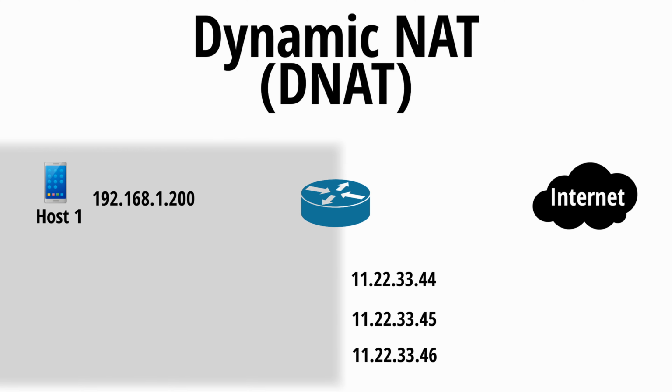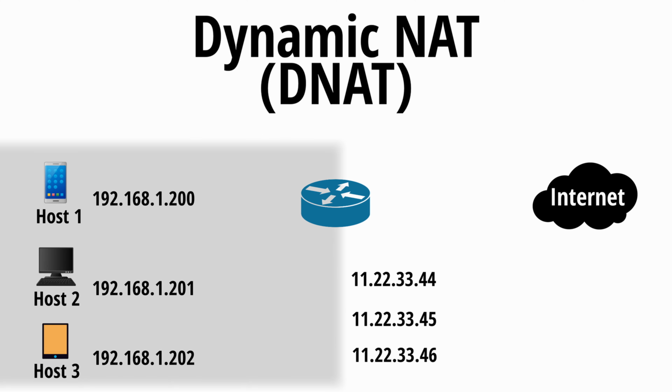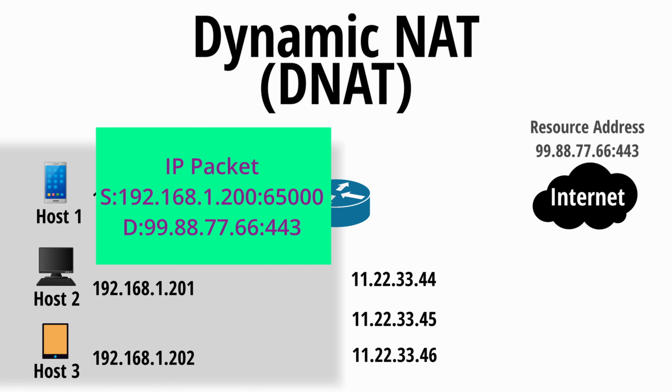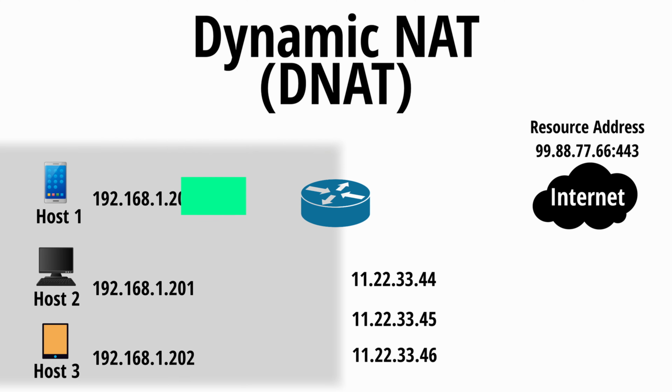Host 1 using 192.168.1.200, host 2 using 192.168.1.201, and host 3 using 192.168.1.202. Host 1 requests a web page, so the IP packet header will contain the source IP address 192.168.1.200. And the destination address is something on the public internet. Let's say it's 99.88.77.66.